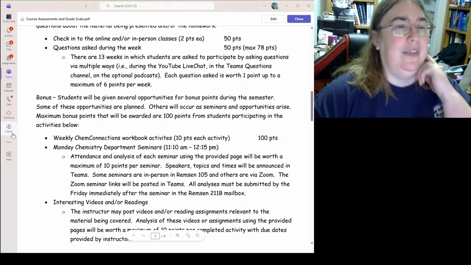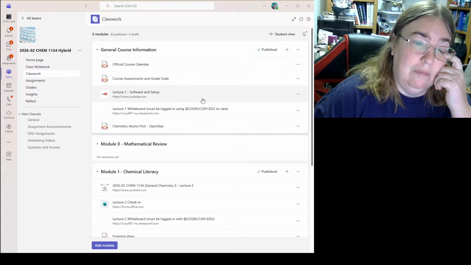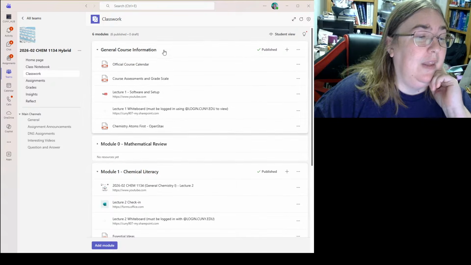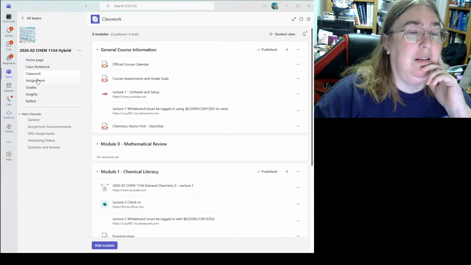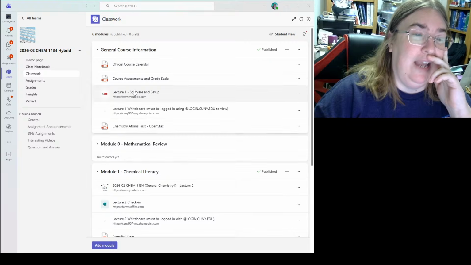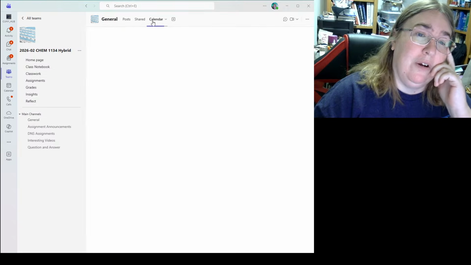Any questions about that? So, everything will appear in this classwork and be guided. And in terms of the lectures, they will appear in this calendar.